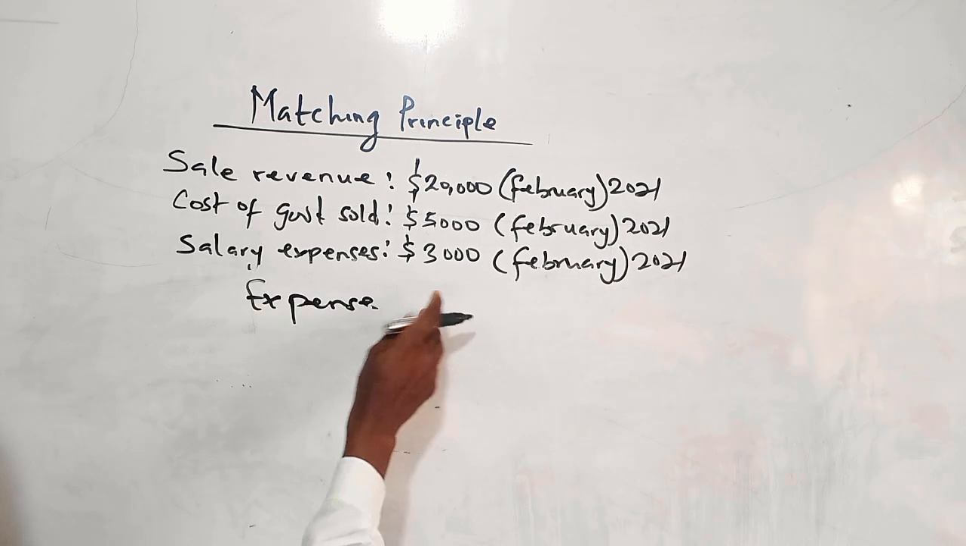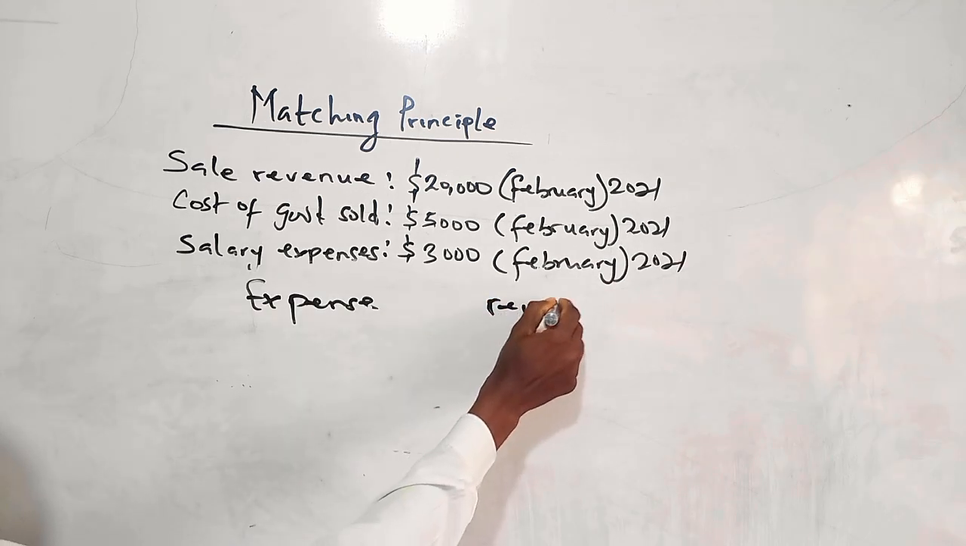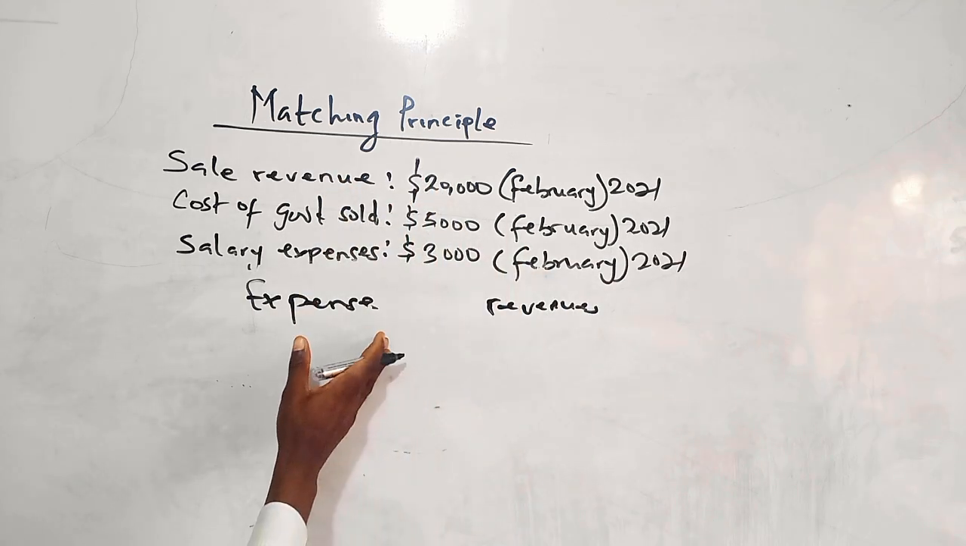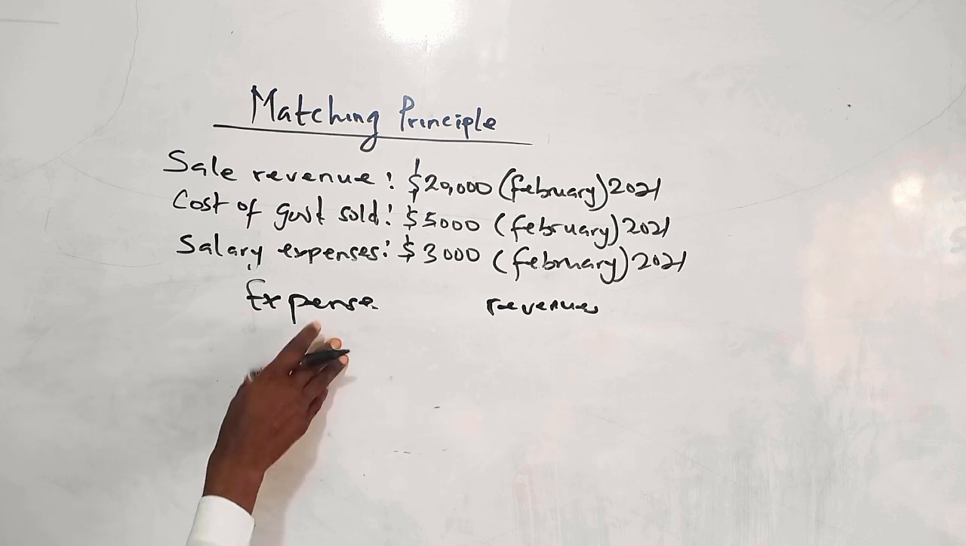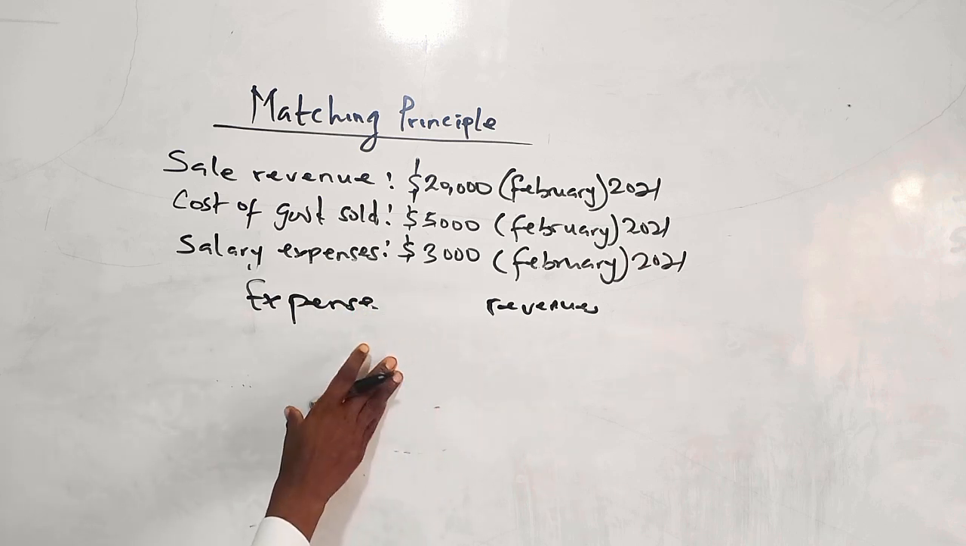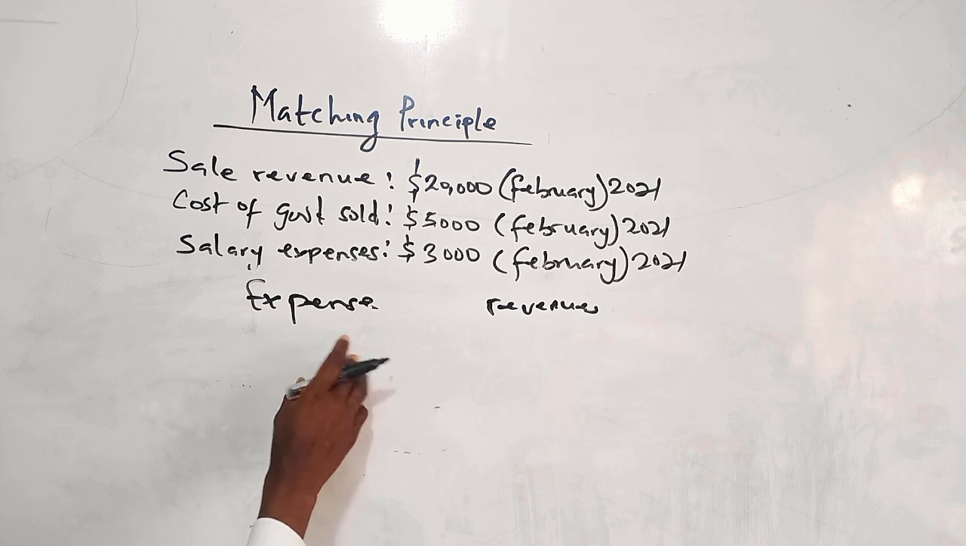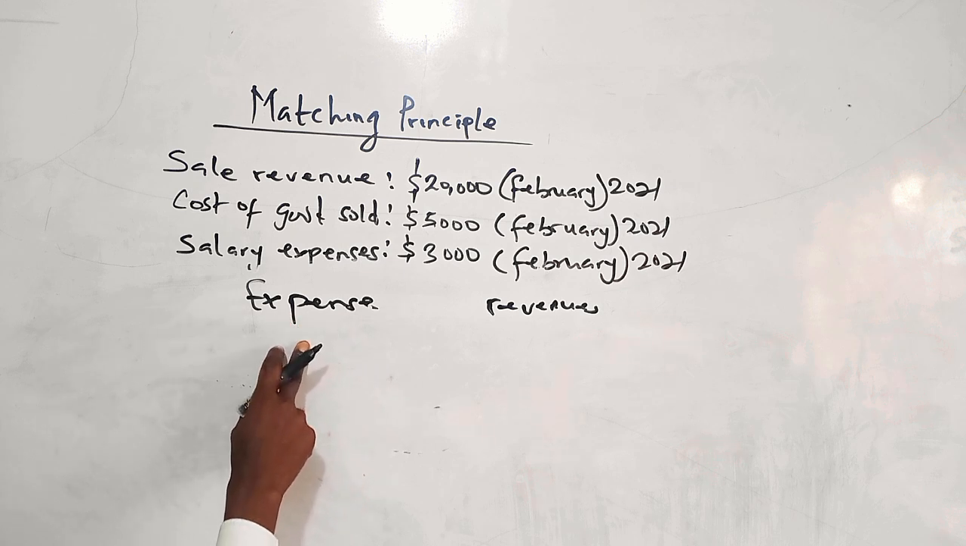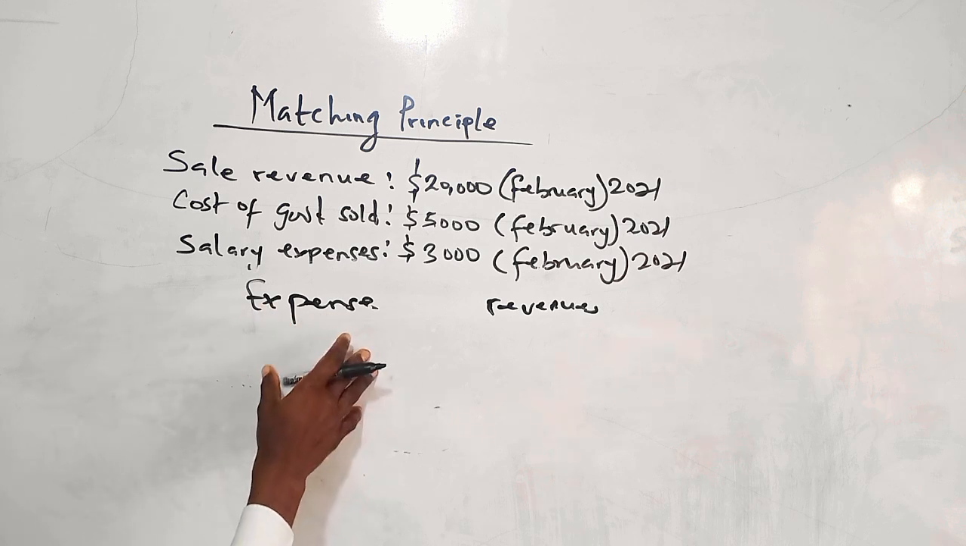But for the matching principle today, we are going to look at two items: expenses and revenue. Okay. So what this principle is saying is that expenses should be matched with the revenue they help to generate. Expenses should be recognized in the same accounting period as the related revenue.